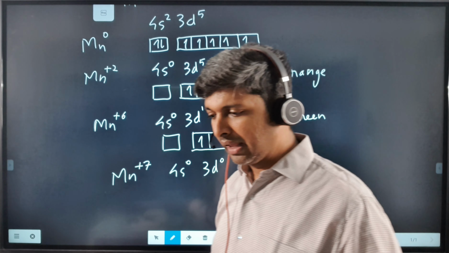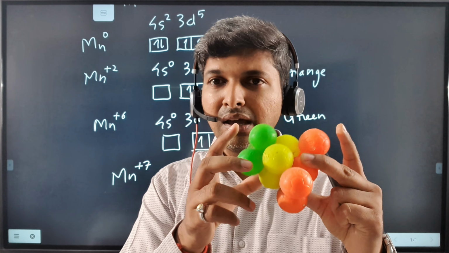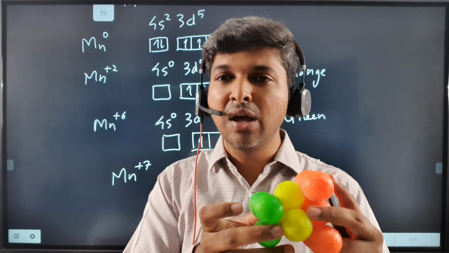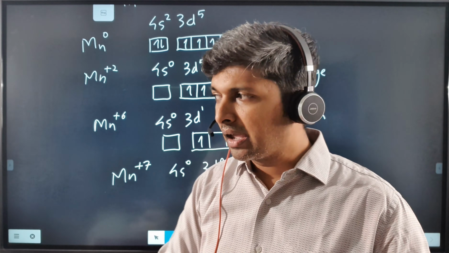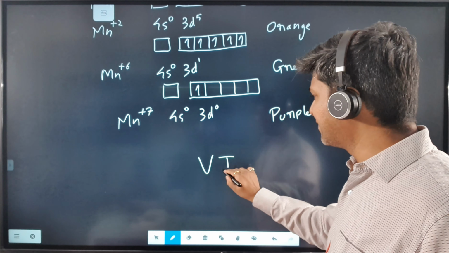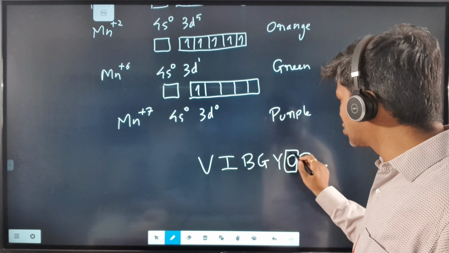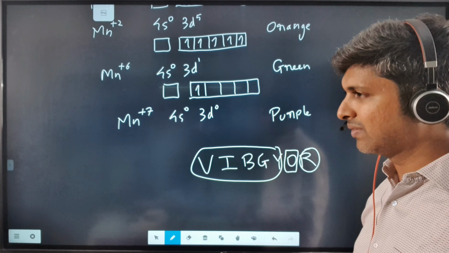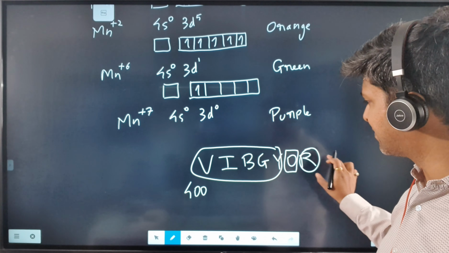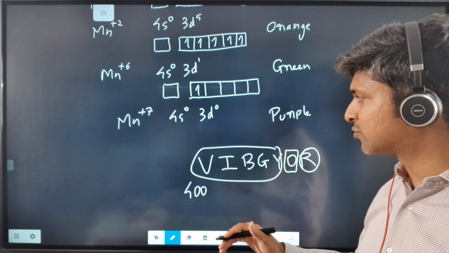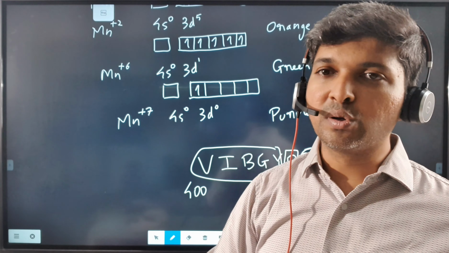Say for example, this is orange in color, this is yellow, this is green. This is my solid state model, but why is it orange, yellow or green? If you write VIBGYOR, violet, indigo, blue, green, yellow, orange, red, then apart from orange, it is absorbing all wavelengths of light, like 400 nanometer, 500, 600, and 800 nanometer red as well, but it is only reflecting out orange, and that's why it appears orange to you.